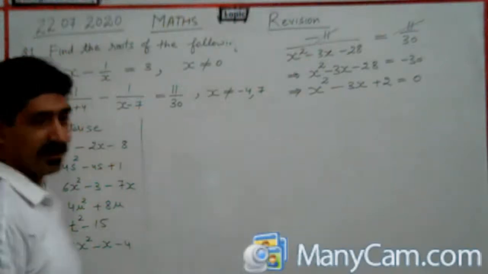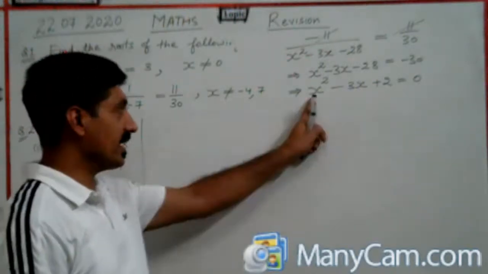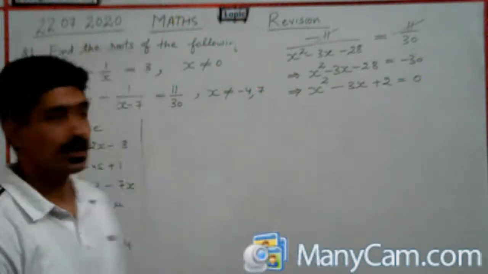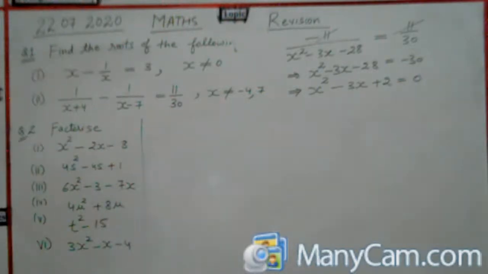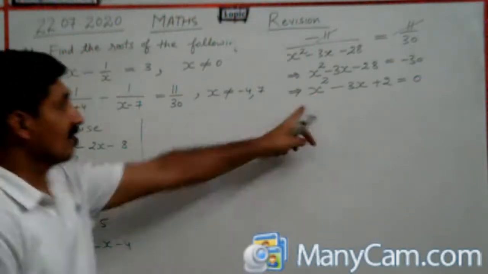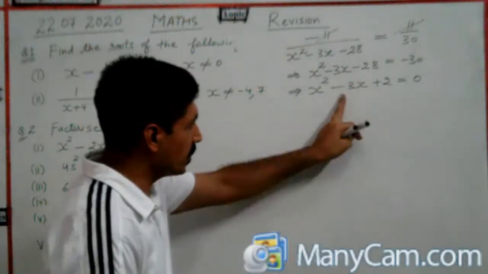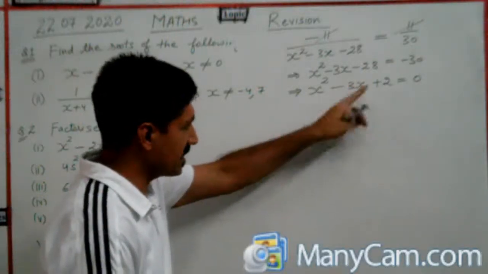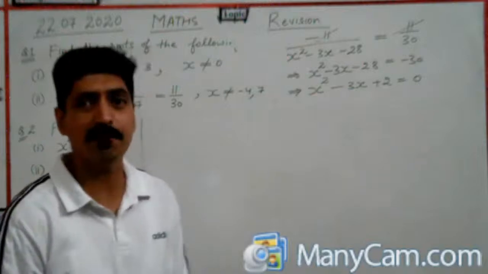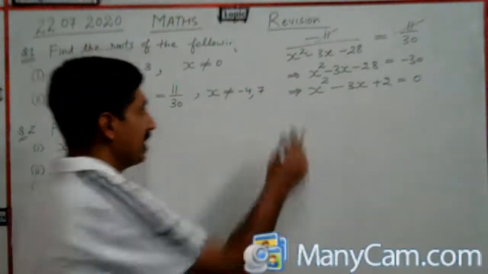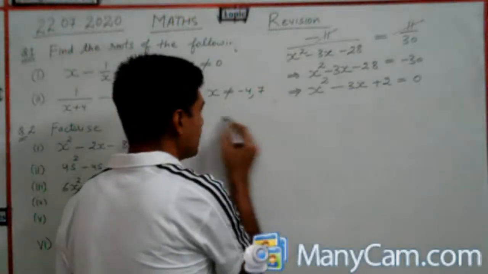Now this quadratic equation, A is 1, B is minus 3 and C is 2 here. We can check with splitting the middle term also. Yes, we can solve with the help of splitting the middle term also. So splitting the middle term, let's check if it is possible.